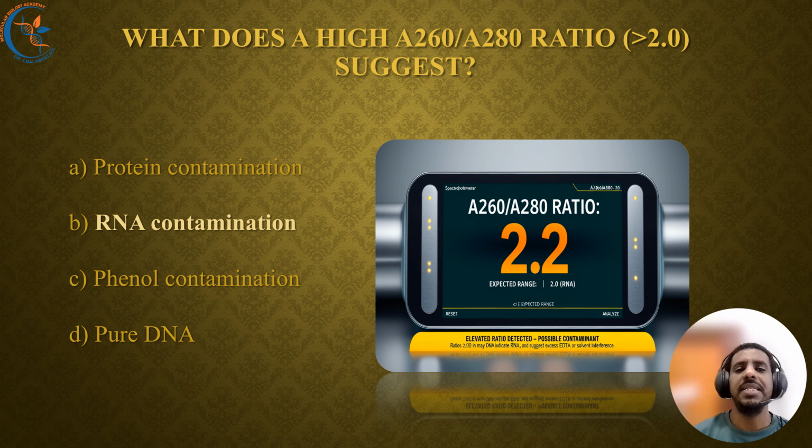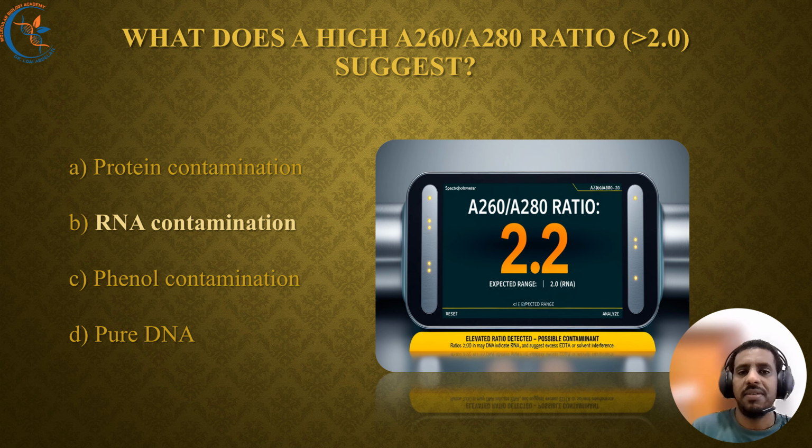All right, the correct answer is RNA contamination. Actually, RNA typically has an absorbance 260 over 280 ratio of around 2, while pure DNA has a ratio close to 1.8, as I said. So if the ratio exceeds 2 in a DNA sample, it suggests RNA contamination. This distinction is critical for ensuring the purity of DNA samples during analysis.